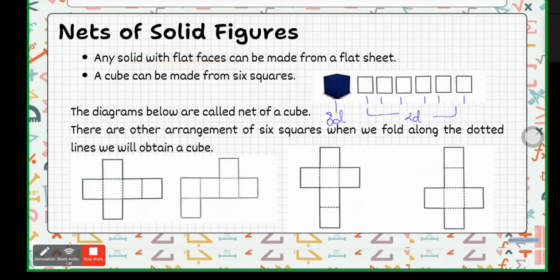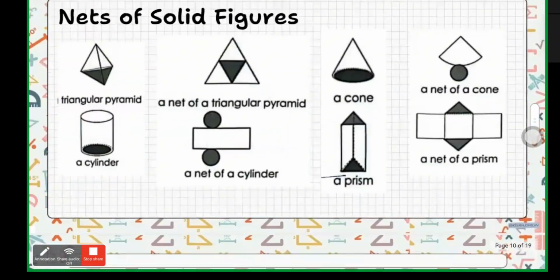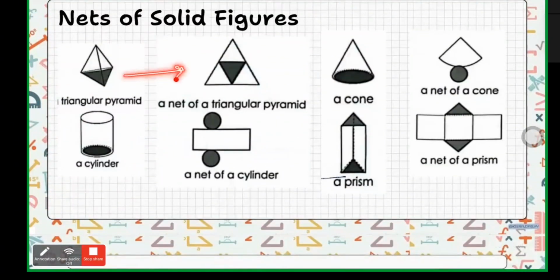So for example, here we have the triangular pyramid. This is the net when we open it. Cylinder here, cone, and then a prism. Okay, again, let's read. Triangular pyramid, cone, prism, a net of a cylinder. Okay, so imagine it like that: if you open a solid figure and put it into flat two-dimensional shapes, we will have the net of the solid figure.